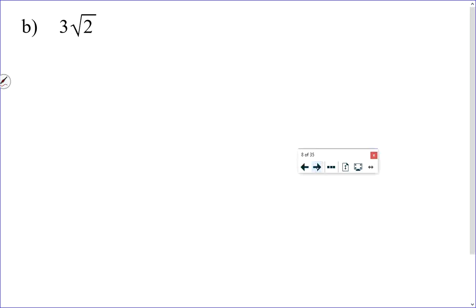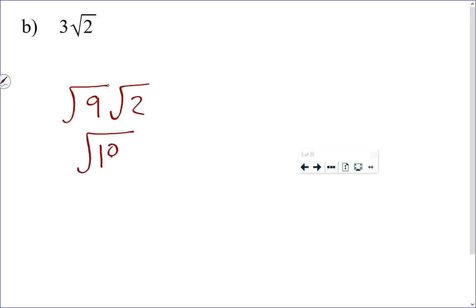All right, so what if we had 3 root 2? Well, that's root 9, root 2, which is root 18. And I didn't write root 9 times 2 this time. I just wrote root 9 times root 2 and said I have to multiply the 9 and the 2 because they're both radicands. Still good?